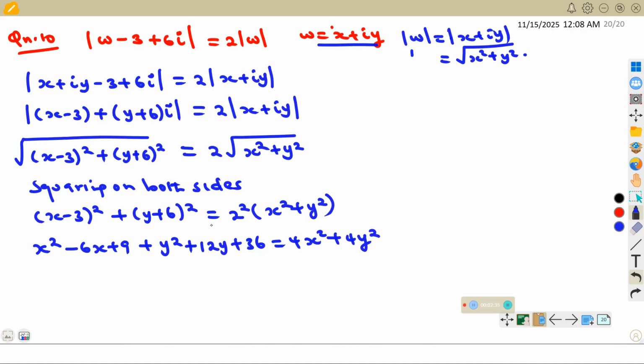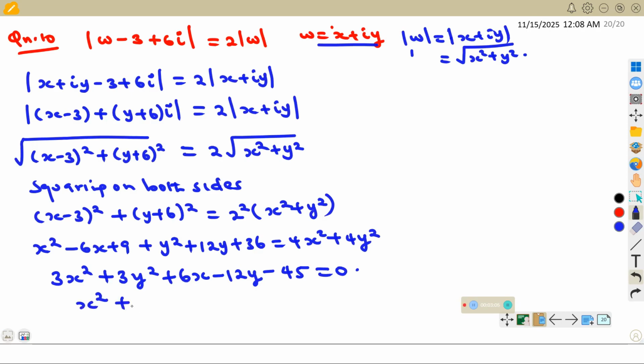So let us try to simplify by taking everything the other side, and this will give us 3x squared plus 3y squared. Take this one the other side, gives you positive 6x. Take this one the other side, gives you minus 12y. This is 45, so it becomes minus 45, which is equal to 0. So from here you can divide through by 3. So that is x squared plus y squared plus 2x minus 4y, then minus 15 will be equal to 0.